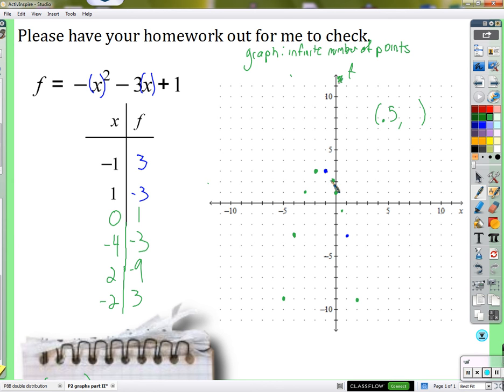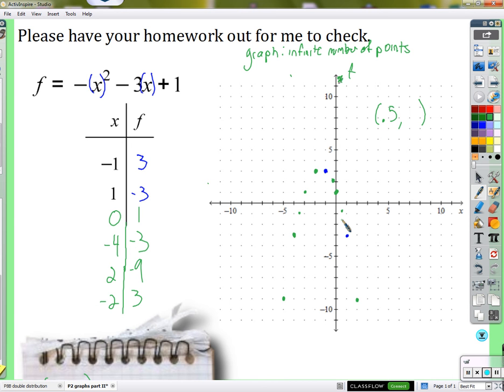Alright, I think that's a pretty good guess. Somebody else want to guess, if we plug in negative 3.5, where would the point wind up in that region? That seems pretty good because that is also symmetrical with this point over here. It seems to make sense. We've been noticing the symmetry.